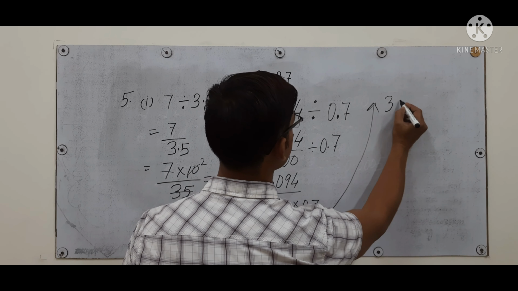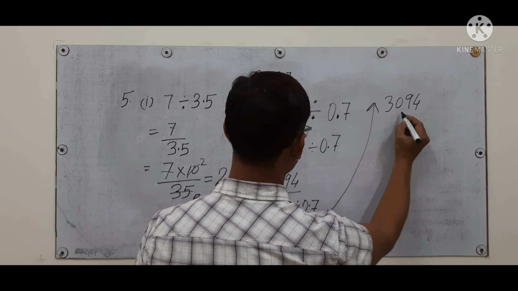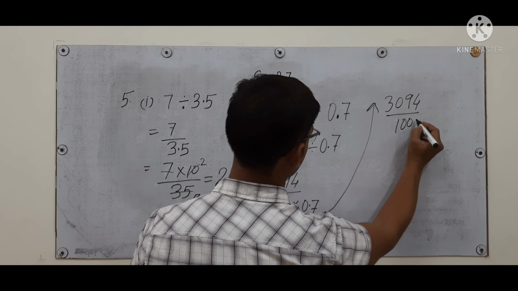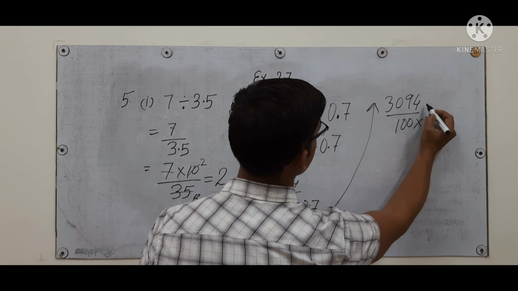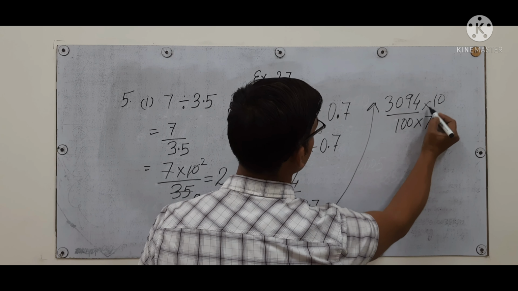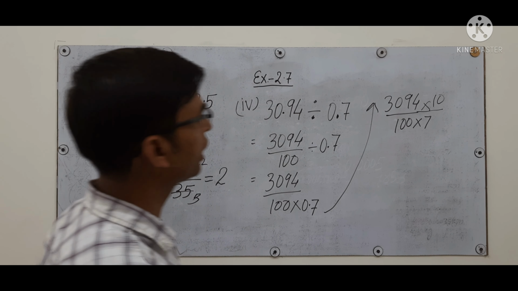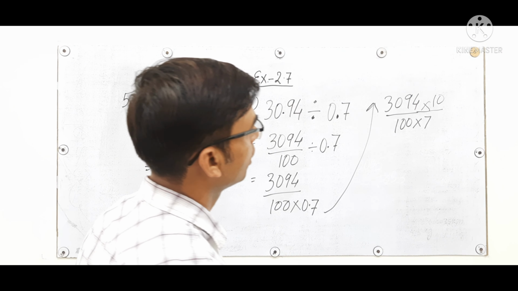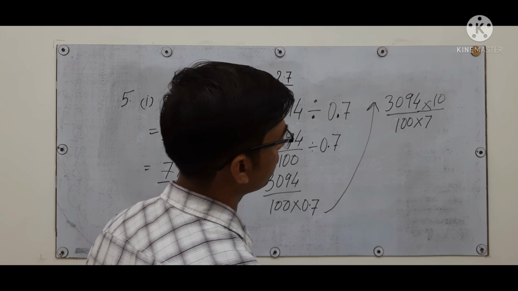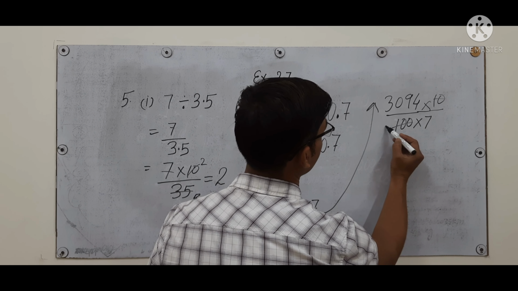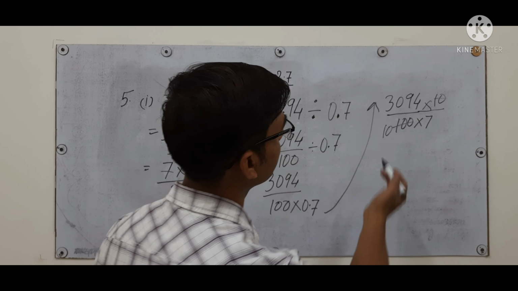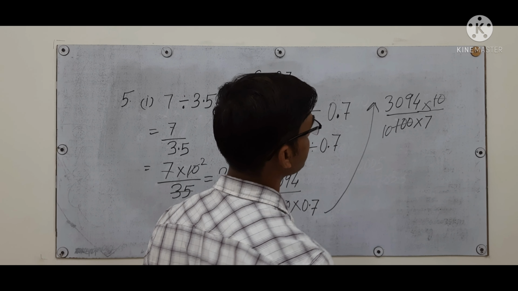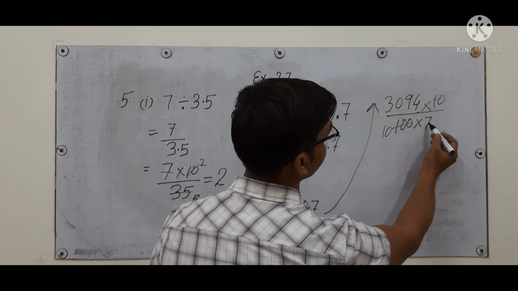It will be 3094 upon 100 cross 7. Yes, we are also replacing the denominator decimal, and it will be 3094 cross 10 upon 100 cross 7. So it will be 10 tens 100, and now we will solve it. So what would be the solution? Let's see.